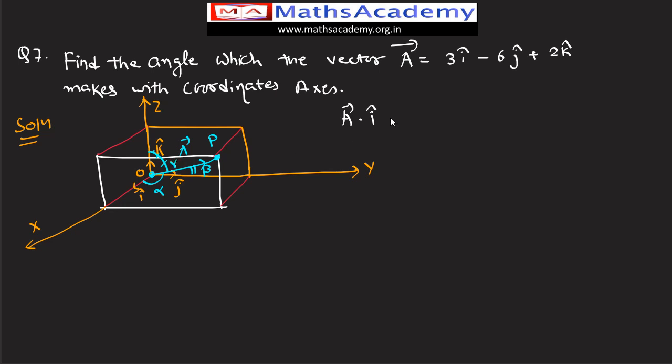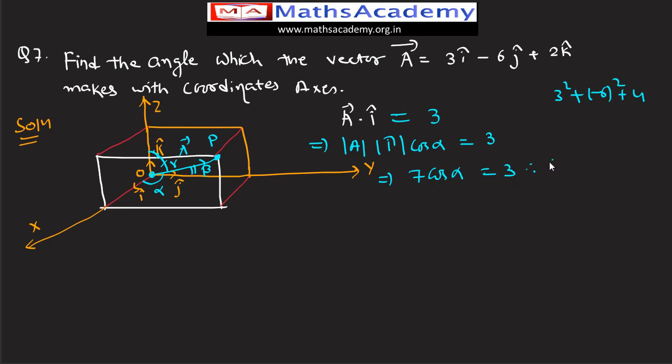So now A dot i cap: I have to multiply the A vector by i cap. Here we are getting 3, and by the definition, mod of A, then mod of i, times cos of the angle between them, that is alpha, which is equal to 3. So i cap is 1, and mod of A is the root of 3 square plus minus 6 square, that is 36, plus 2 square, that is 4. So now it is 49, that means 7. 7 cos alpha is equal to 3. So from here we get cos alpha equal to 3 by 7. So now alpha is equal to cos inverse of 3 by 7.